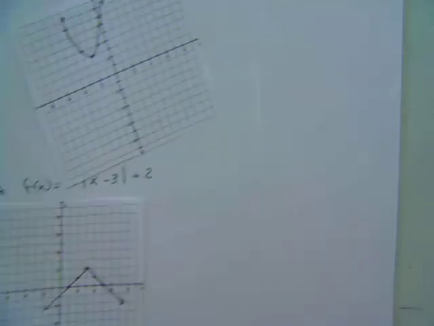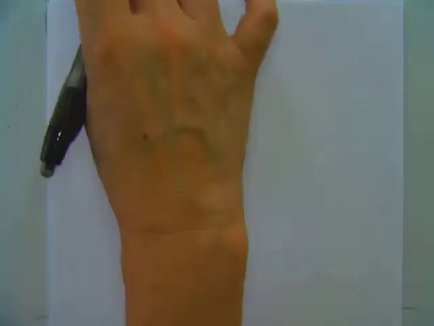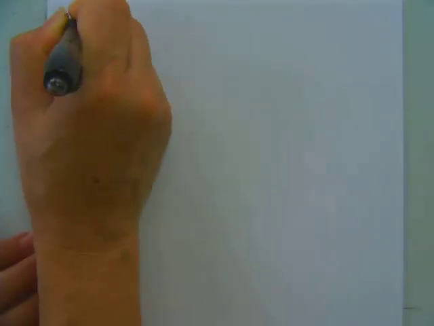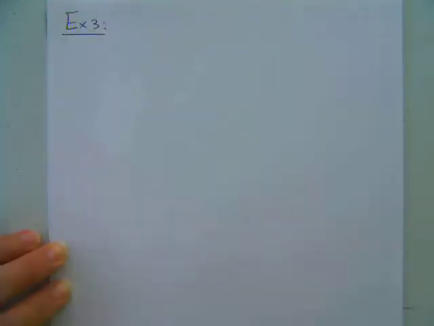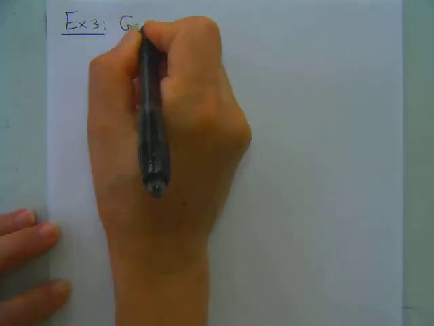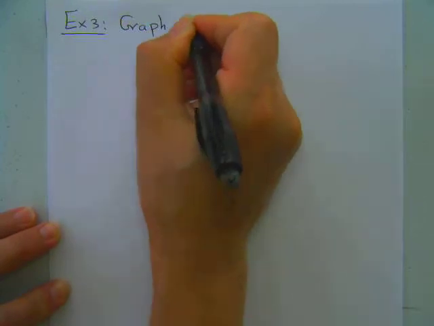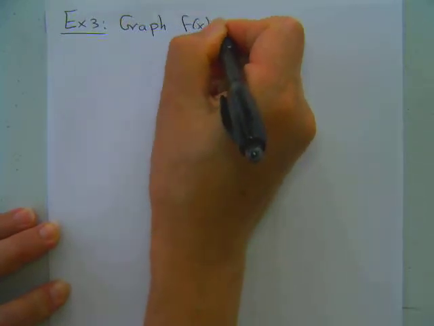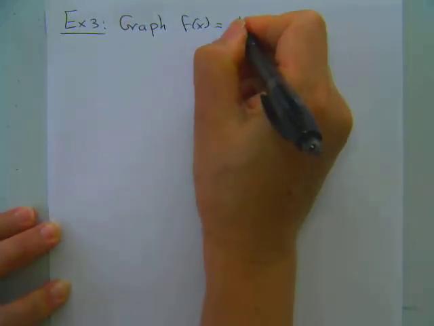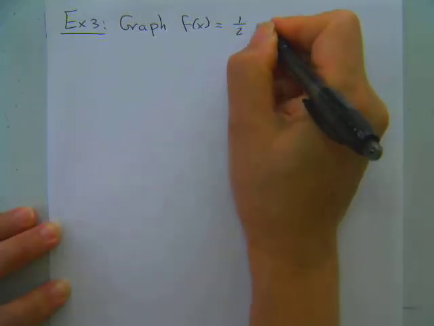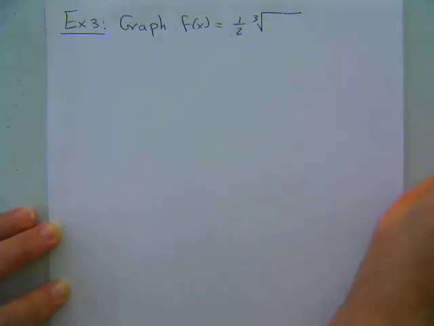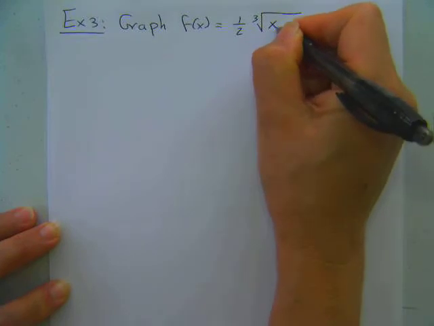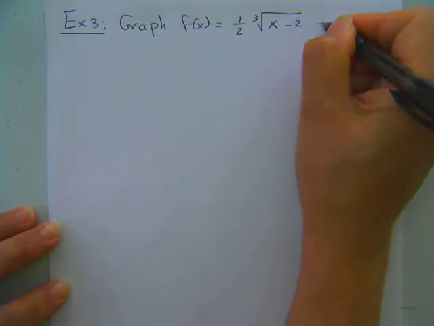Okay, let's look at example 3. Example 3. Let us graph f of x equal, how about 1/2 the cube root? We haven't done cube root for a while. X minus 2, minus 3 outside.